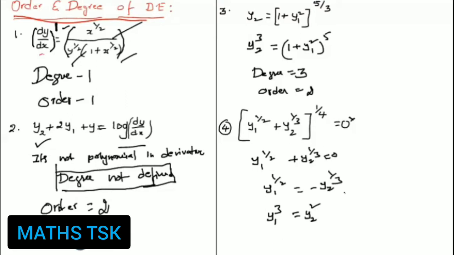Now we can conclude the value of degree. What is the degree? Degree is nothing but the highest order derivative's power. So that is 2. What is order? Order is the highest order derivative present in it. Order is 2. Is it clear? Right, next.